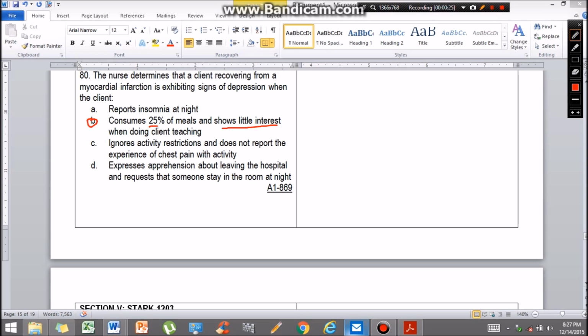Answer: B. Consuming 25% is a sign of what? Anorexia. And lack of interest are signs and symptoms of depression. Loss of appetite and the withdrawal from activities. B is the answer. So this ends the section.